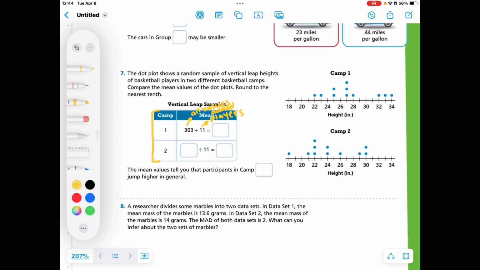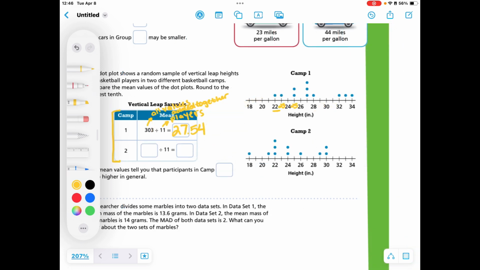added together. So once again, what that means is that they took 22 plus this will be 23 plus that'll be 25, so on and so forth. They added all these values together to get 303. Divide that by 11. I'm going to use my calculator to help me out. That's going to give us approximately 27.54. Now we did go ahead and round for that.